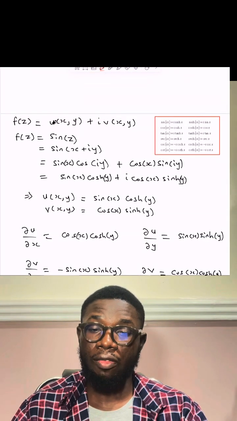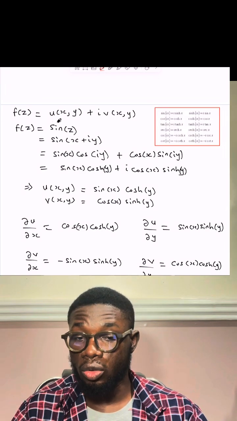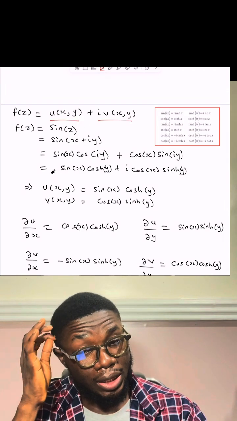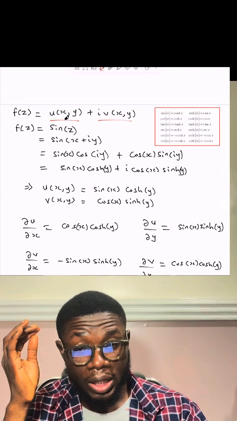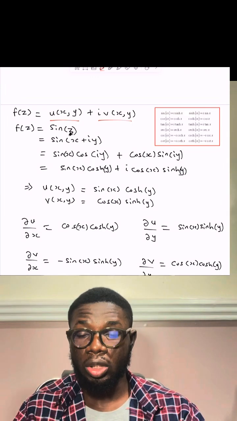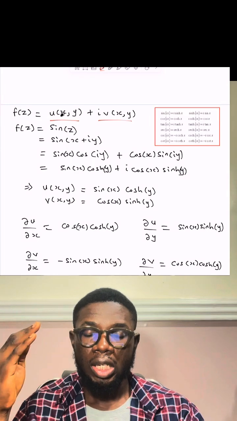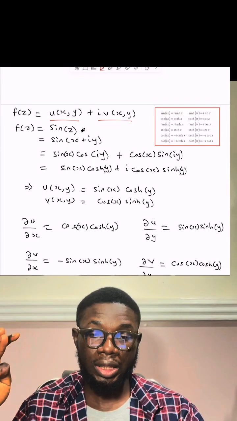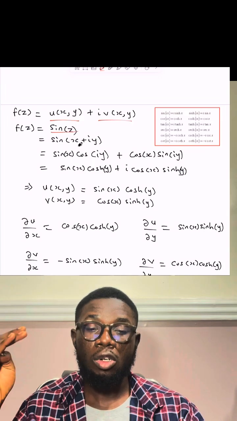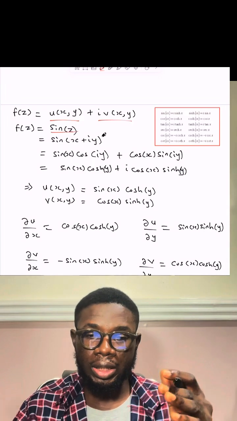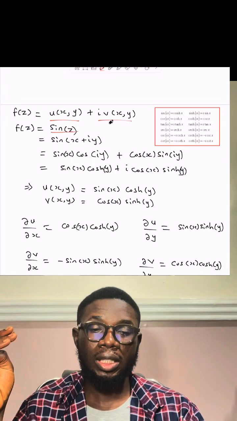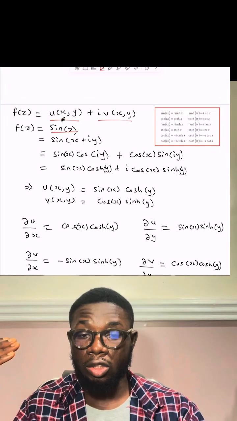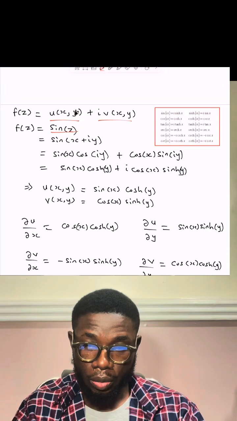We want to write f of z in terms of u plus iv. So we are redefining this as a function f of z. Instead of writing it as just ordinary sine z, which is what we have here, we want to be able to get the imaginary and the real part. The imaginary part is the v, which is the one that has the i with it, and the real part is the one that has no i with it.